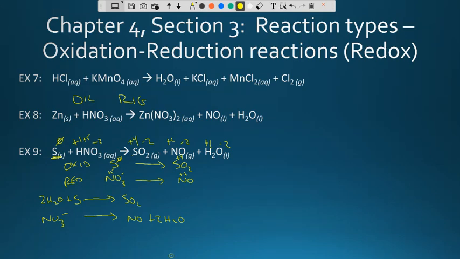Now let's go ahead and balance my charges. Or sorry, I missed a step. Let's balance my hydrogens. I've got 4 hydrogens on this side, 4 hydrogen ions on this side. So that's taken care of. Now let's balance those electrons out. I forgot about the hydrogens in there.